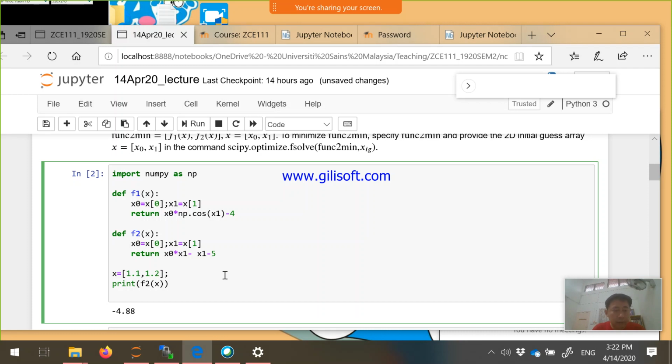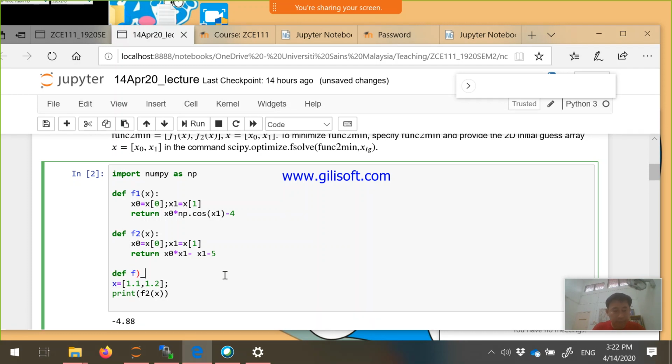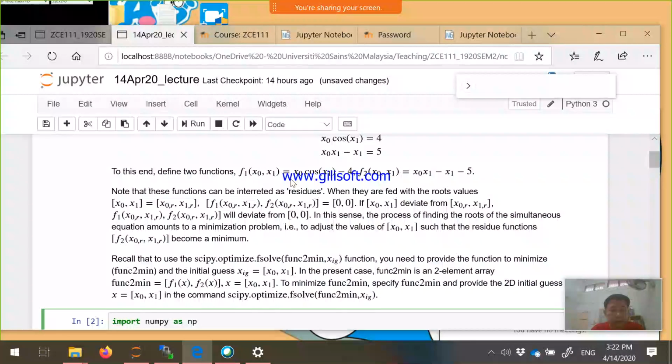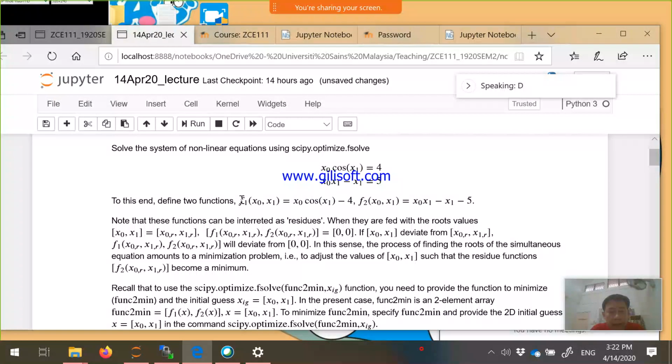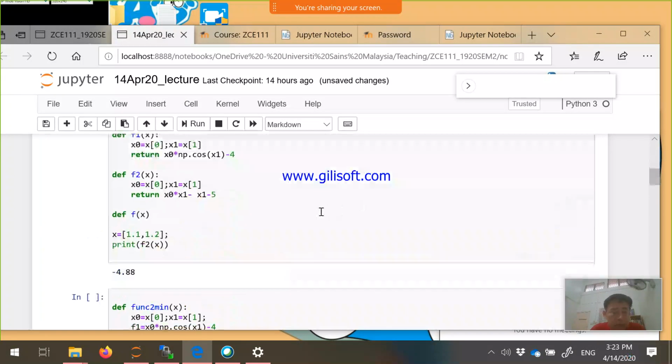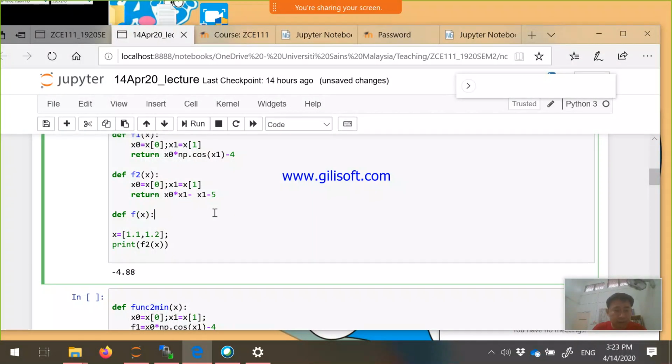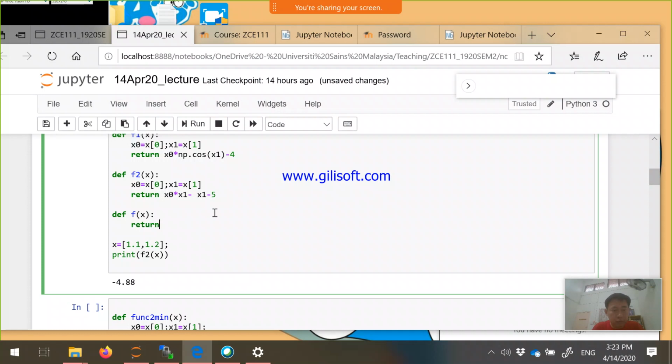Okay, so let me try to define then the function f. The function f is a function that, when it takes in x0 and x1, will return f1 and f2. So let me define the function f. Now this function f is equal to the values of the function f1 at x and also the values of the function f2 at x. So this is the definition of function f. It is made up of the functions f1 and f2.